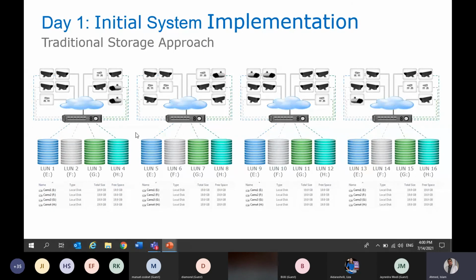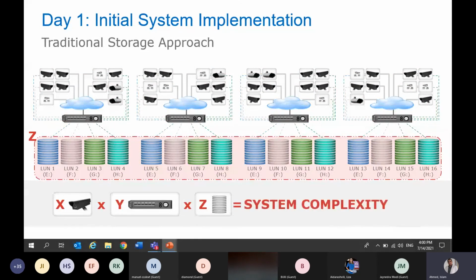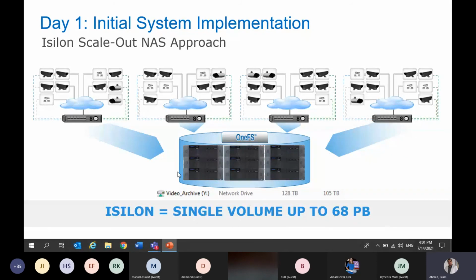A group of cameras connected to a recording server, and this server is connected to a specific storage with logical LUNs and volumes here. As you can see, the system is a little bit complex because it has three layers: Layer 1, Layer 2, Layer 3. This will increase the complexity. But with Isilon, we actually eliminate one layer because all the servers are talking to the same storage volume. It's not divided and dedicated for each server as before.